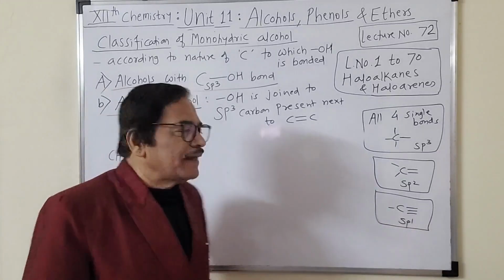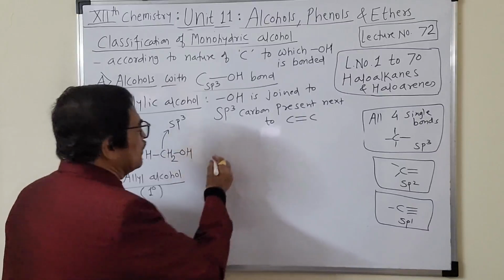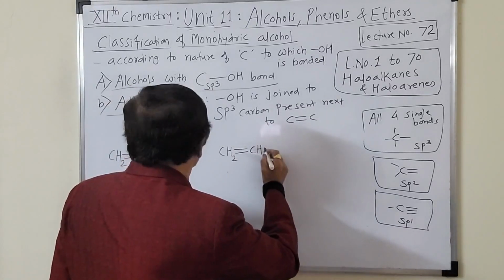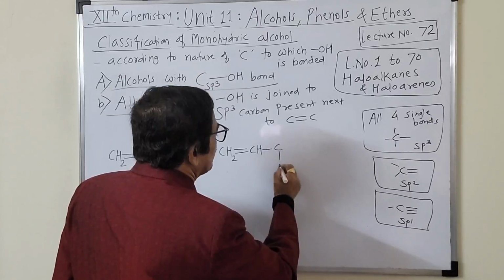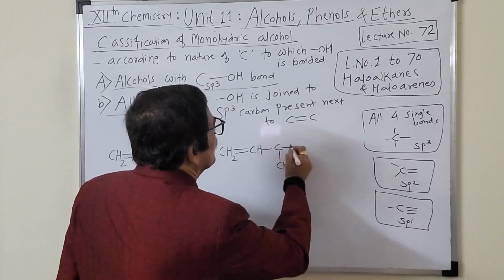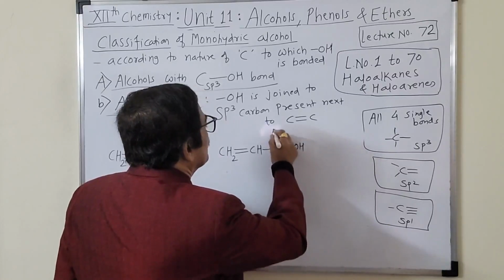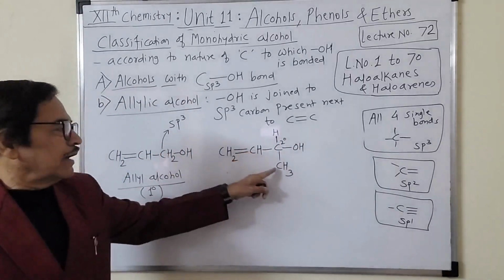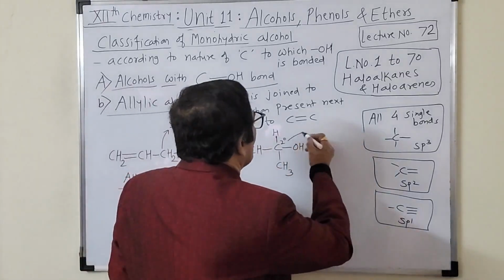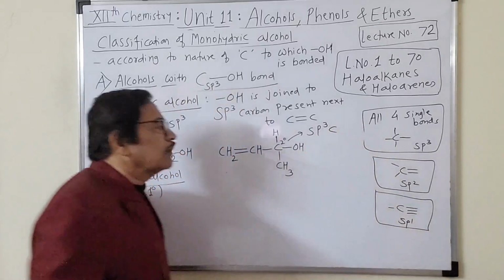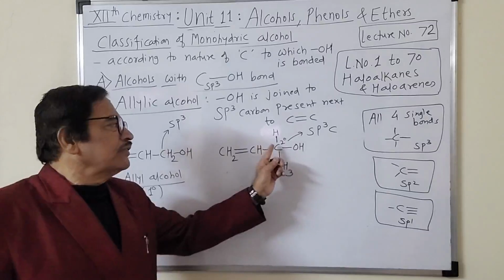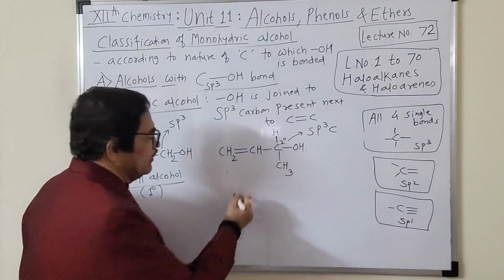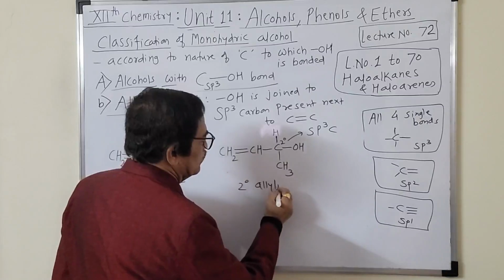After primary, the secondary alcohol is that in which OH is attached to the secondary carbon, which is no doubt CH2 double bond CH, then C, here suppose I have taken CH3. Here suppose OH and here suppose H. Now what is the nature of this carbon? Secondary carbon. Why? Because it is attached to 2 other carbon atoms. And what is the nature of this carbon? No doubt sp3. So OH is attached to the secondary sp3 carbon present next to the double bond, and that's why it is called secondary allylic alcohol.